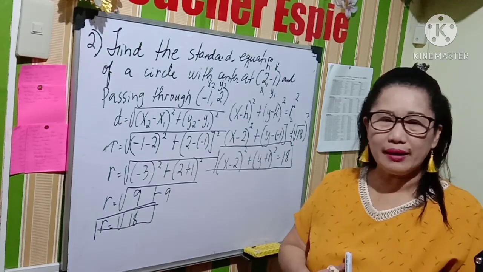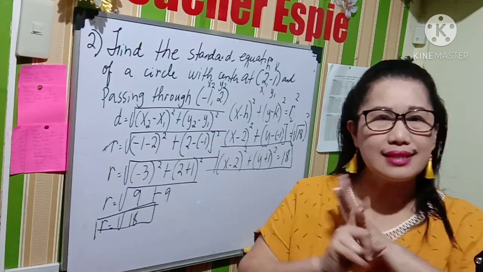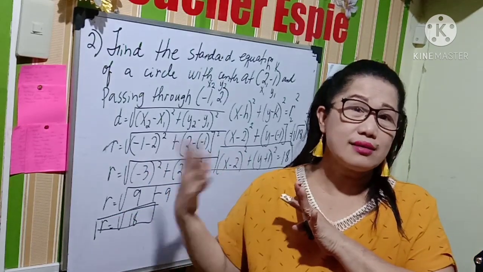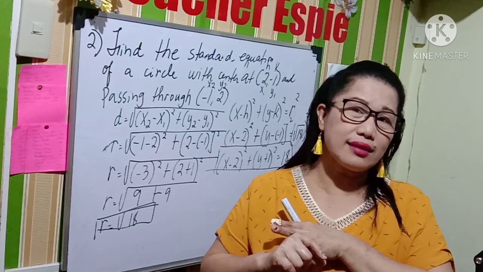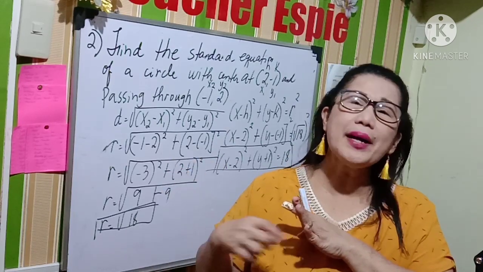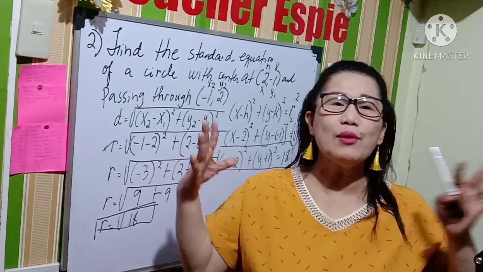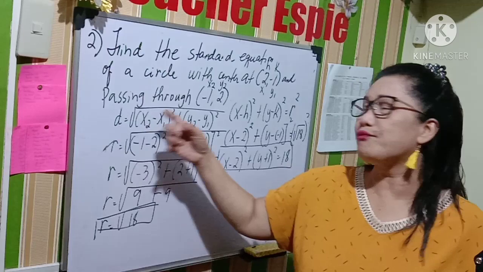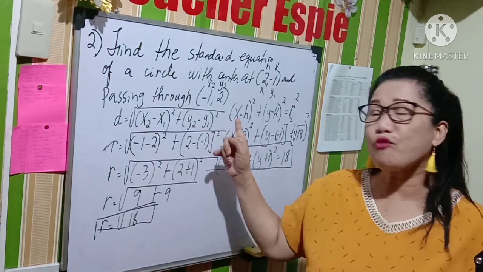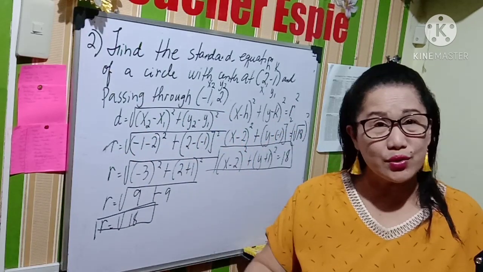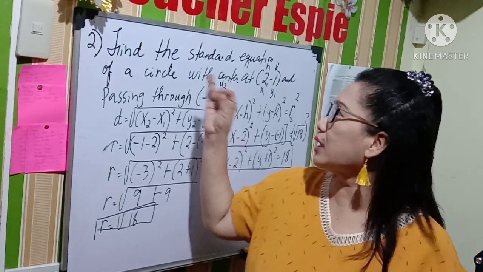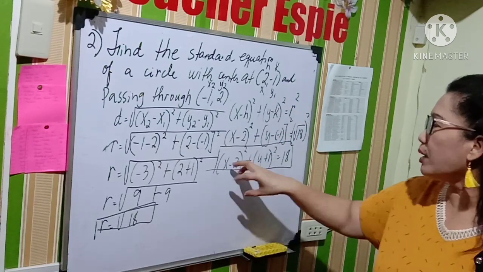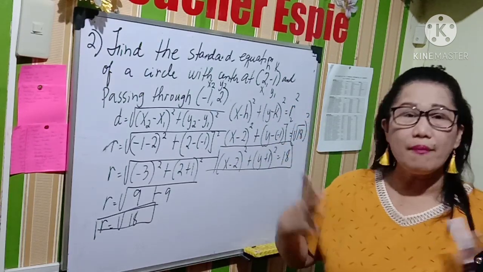So, the tip there: when the given is the center and the radius, what are you going to do? You need to substitute it into your standard equation of a circle. Okay, see to it that your center is h and k. But when there are two points, two ordered pairs, in order to get the value of your radius, get the value of your distance using the distance formula. Once you have the radius, you go back again to your problem, use the center and substitute. So therefore, this is now the standard equation of a circle.